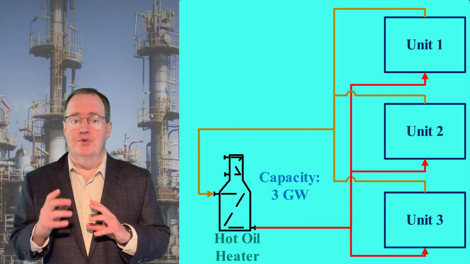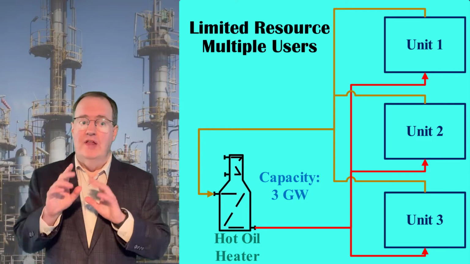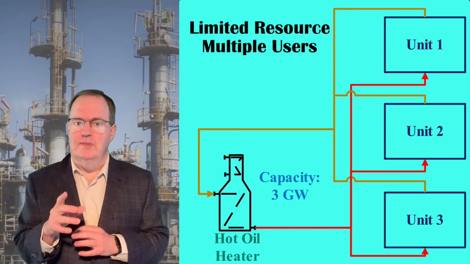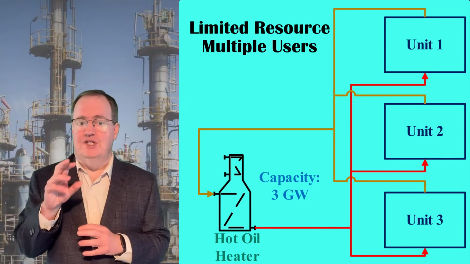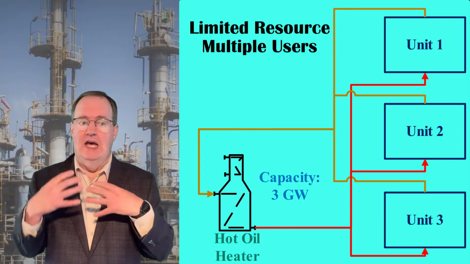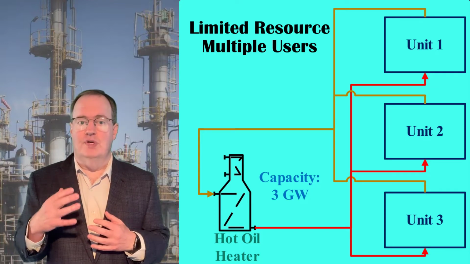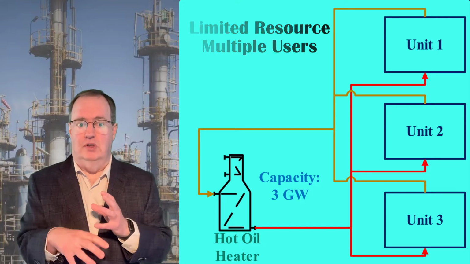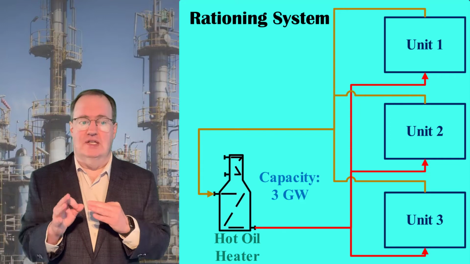The next common shared resource problem is a resource that can have multiple users, but is limited, and therefore needs to be rationed. This can happen with a hot oil system, for instance, which has a limited heating capacity serving several batch systems with varying heat demands. If the combined units ask for more heat than the heater can deliver, the ability for all of those units to control temperature may be compromised as the hot oil temperature falls. The solution to a limited resource problem is a rationing system.